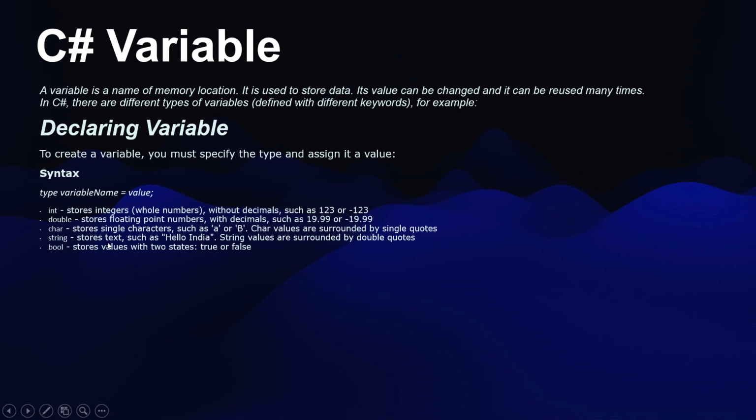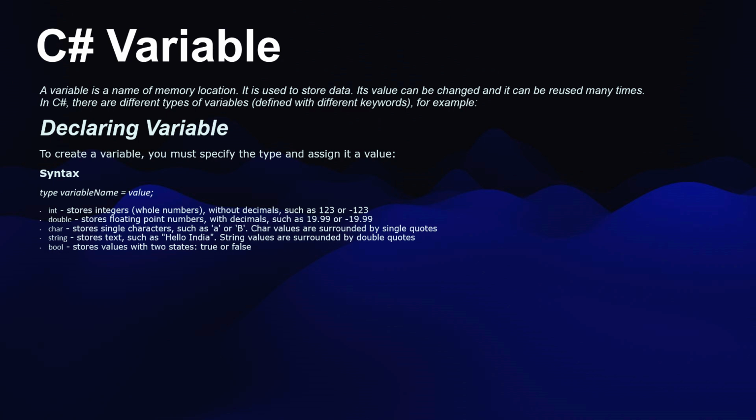Next is string. String stores any type of text. Text means your name, my name, or any building name, room, class, or anything. That is the text. Text is stored in double quotes, like you can see "hello India". String values are surrounded by double quotes. Next, boolean stores a value with two states, true or false. So only two conditions you can use in the boolean.